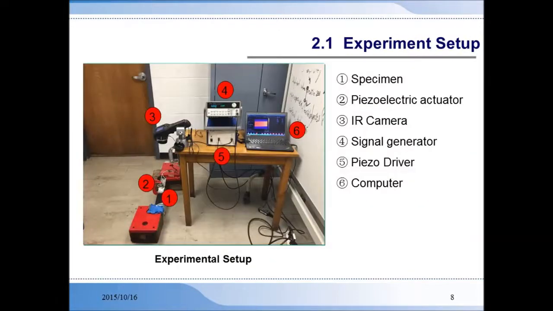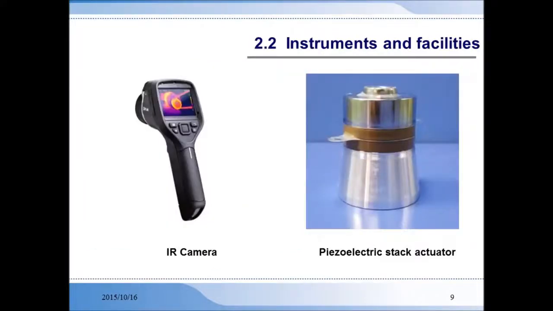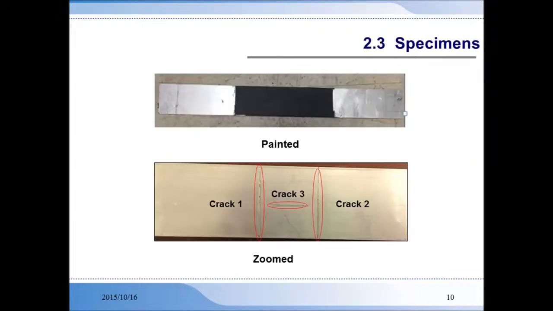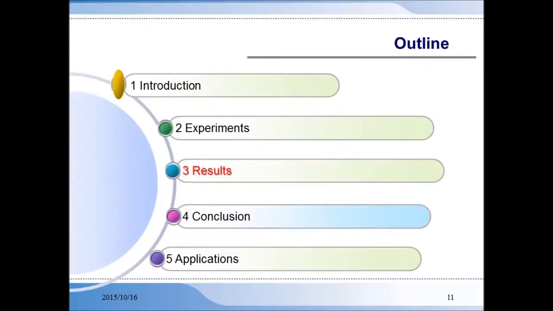The experimental setup consists of primarily three parts: the vibration/ultrasonic excitation equipment, the IR camera, and the computer. The excitation equipment includes the signal generator, piezo driver, and piezoelectric actuator. Shown are the IR camera and the piezoelectric stack actuator used for the experiments. The specimen used in the experiment is an aluminum bar with 3 cracks. Cracks 1 and 2 are vertical, whereas crack 3 is horizontal. Next we will cover the experimental results.